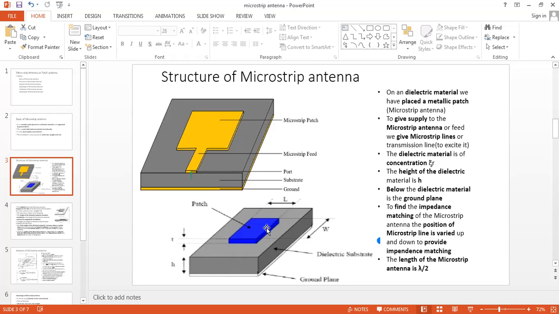To achieve impedance matching of the microstrip antenna, the position of the microstrip line is varied. I'll show you in the figure. This line is varied to provide impedance matching. The length of the microstrip antenna is generally lambda by 2. Okay, this is the construction of the microstrip antenna.